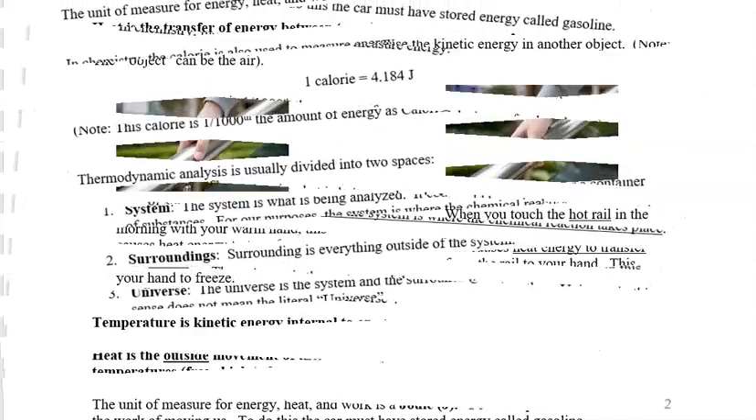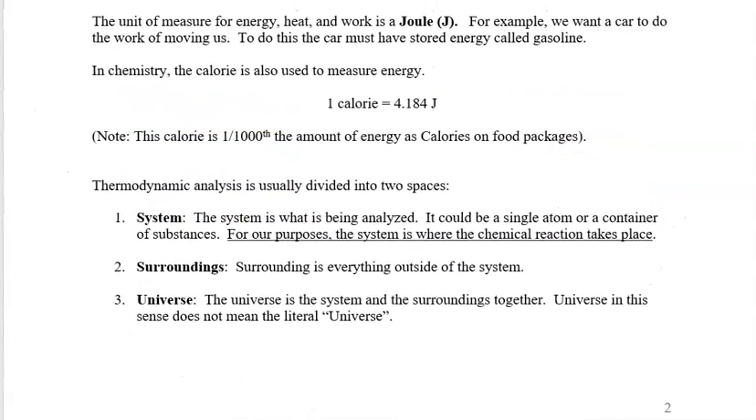Okay, so the unit of measure for energy, heat, and work is a joule. That's the unit of measure for any kind of energy. It could be sound energy, mechanical energy, throwing a ball, a car moving. It could be heat. Electrical energy is measured in joules. Any type of energy is measured in joules. It's the common unit of measure in the metric system. For example, we want a car to do the work of moving us. To do this, the car must have stored energy called gasoline.